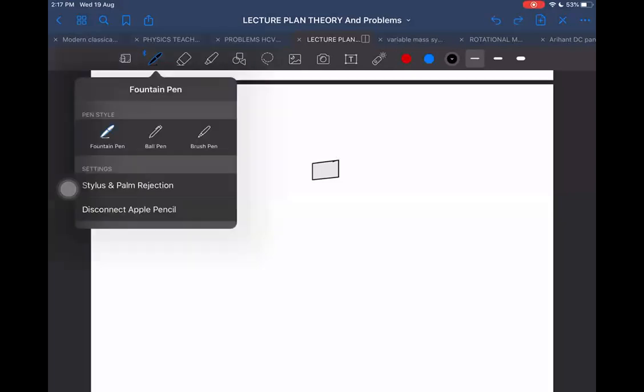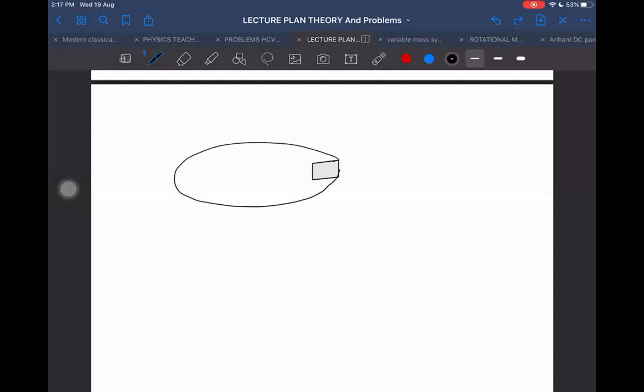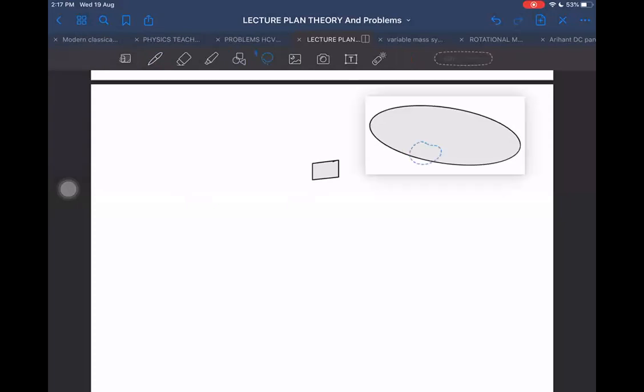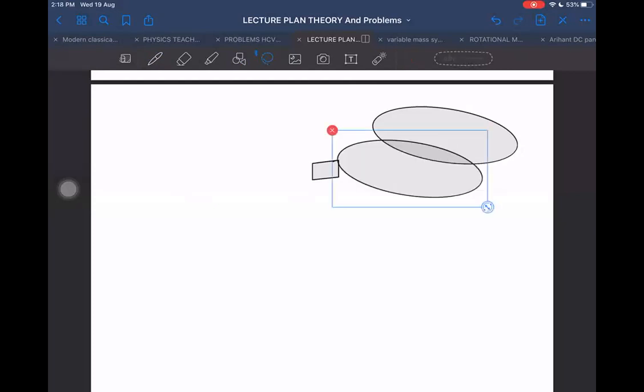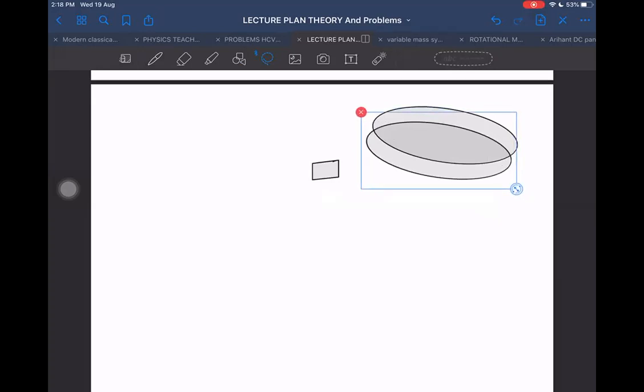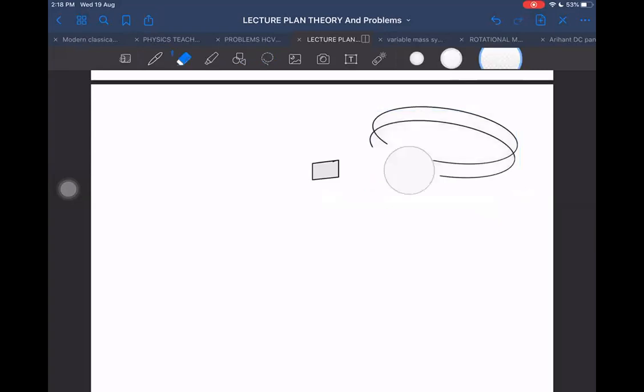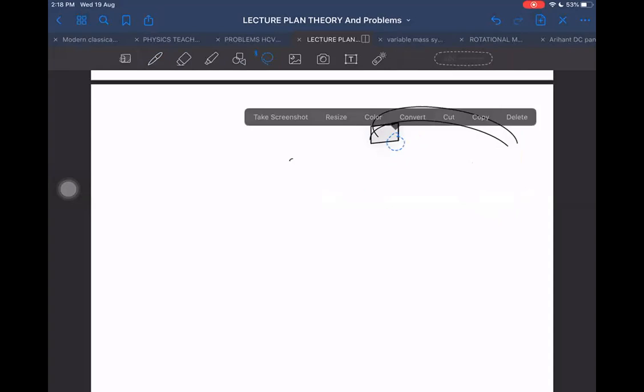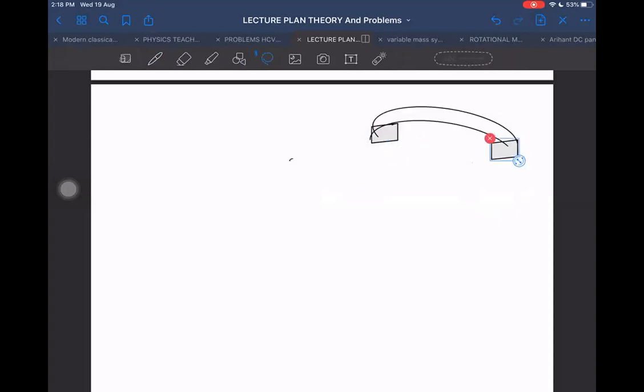How to make a proper toroid? Wait a second, let me think. Somewhat roughly I am trying to draw it, but obviously it is not the exact shape.